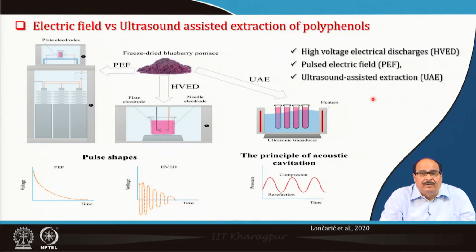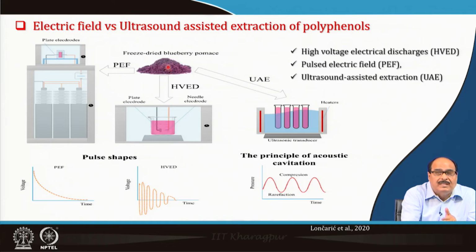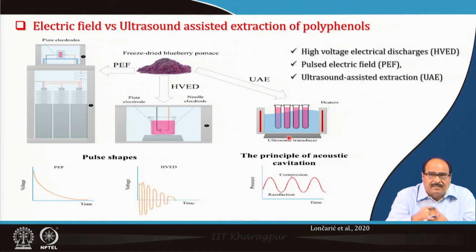Then pulsed electric field versus ultrasound assisted extraction. You see that freeze dried blueberry pomace is taken and subjected to either pulsed electric field extraction, the high voltage electric discharge method, or ultrasound assisted extraction. In ultrasound assisted extraction, the pomace powder is put into a liquid solvent, and the whole thing is put inside an ultrasonic transducer, which increases the extraction efficiency. That is the principle of acoustic cavitation, where there is compression and rarefaction, and the extraction rate is efficient.